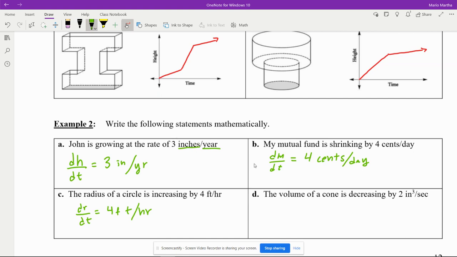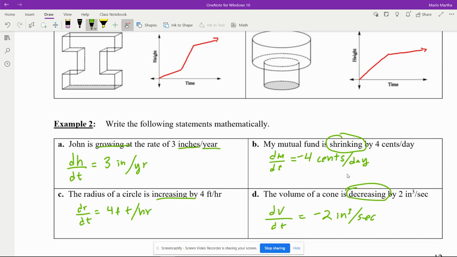I just noticed I made a mistake on part B. My mutual fund is shrinking by 4 cents, and shrinking means it's getting smaller, so that should be a negative rate. This one is positive because it's increasing, and this one's growing, so it's also positive. The volume of a cone is decreasing, so dV/dt equals -2 cubic inches per second. I almost missed the word shrinking, so make sure you're always looking for those words. Decreasing and increasing: one is positive, the other is negative, and so forth.